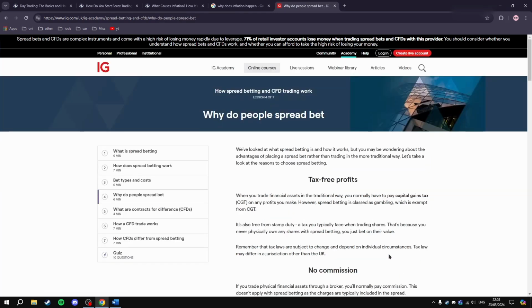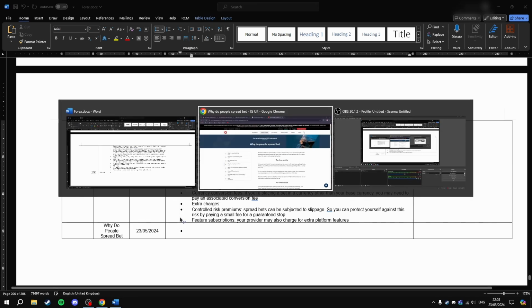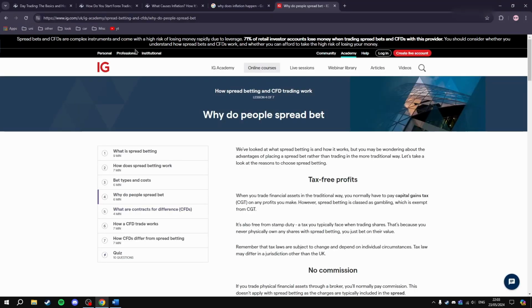So now we're on to why do people spread bet, which is already written down. The date is the 23rd. So why do people spread bet? We've looked at what spread betting is and how it works, but you may be wondering about the advantages of placing a spread bet rather than trading in a more traditional way. Let's take a look at the reasons to choose spread betting.